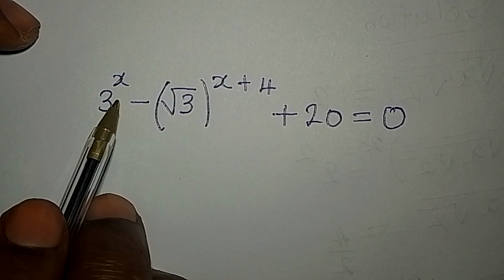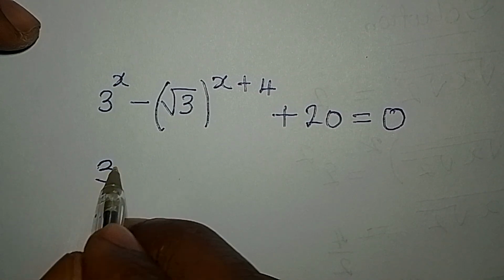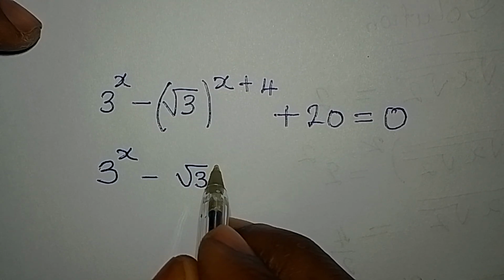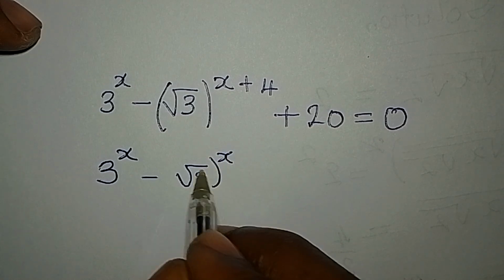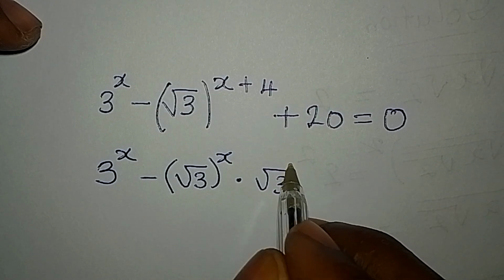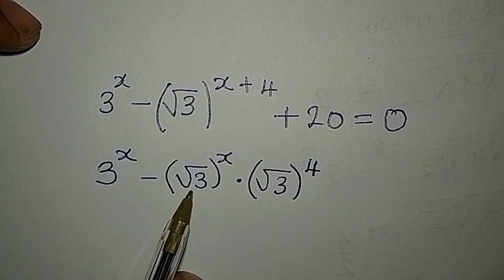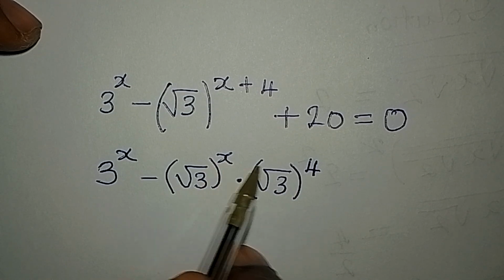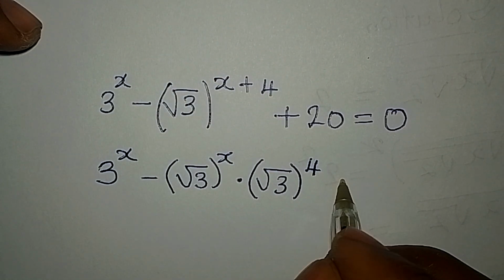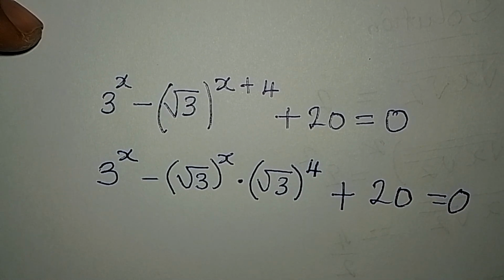So from here we are looking for the value of x. Now let's go. This is the same thing as 3 to the power of x minus square root of 3 to the power of x, if you like, you have this in bracket, then multiply by square root of 3. Let's have this in brackets to the power of 4. Remember, if I pick one of the bases, I will add the powers, and this will give me this middle term. Now we have this plus 20, and this is equal to 0.